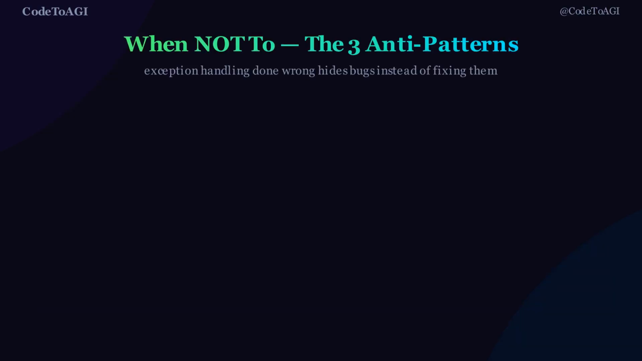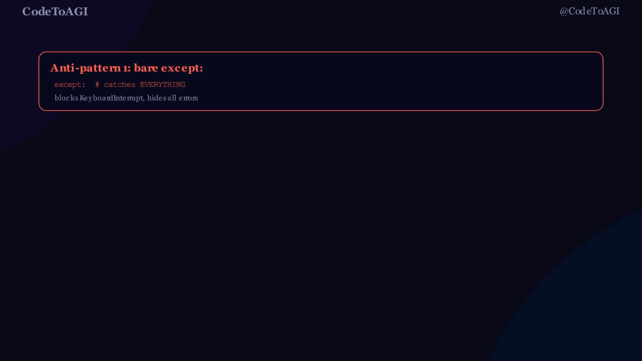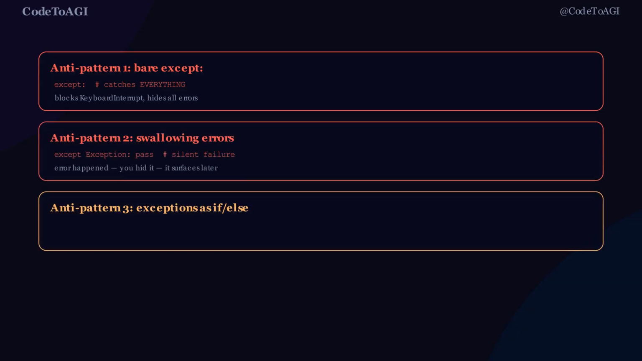Three patterns that look like exception handling but aren't. First, bare except: catches everything, including SystemExit and KeyboardInterrupt. Your program won't respond to Control-C. Always name the type. Second, swallowing errors silently. except Exception: pass. The error happened. You hid it. Now it will surface somewhere else, hours later.